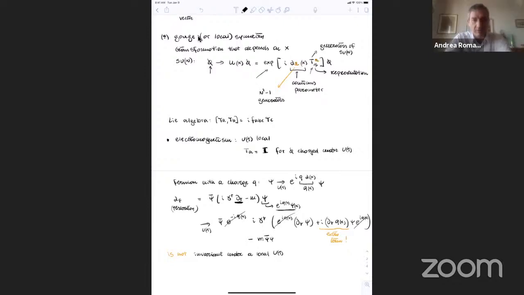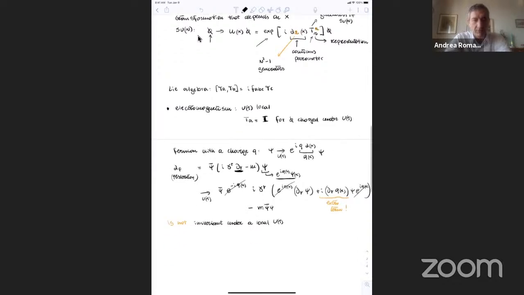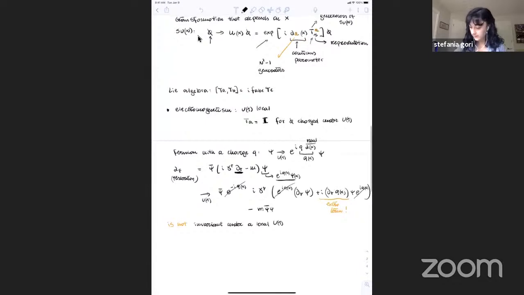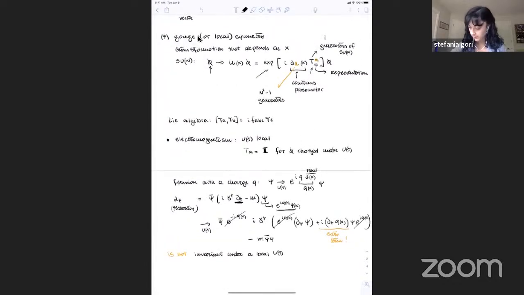Someone asks if Q of X can be complex. So, let's see. No, these are real continuous parameters. And I should have said, these generators are actually Hermitian. So the idea is that this U transformation is a unitary transformation.